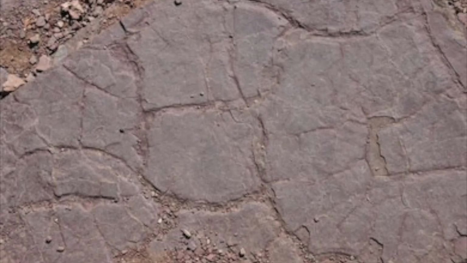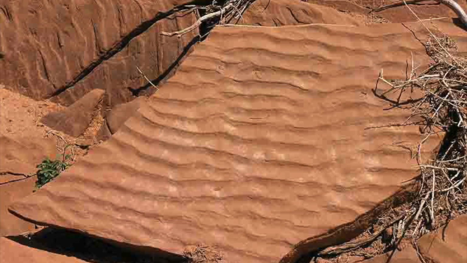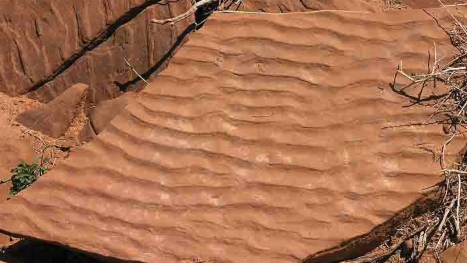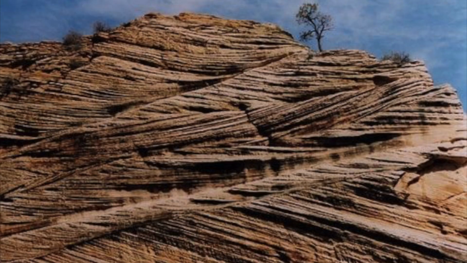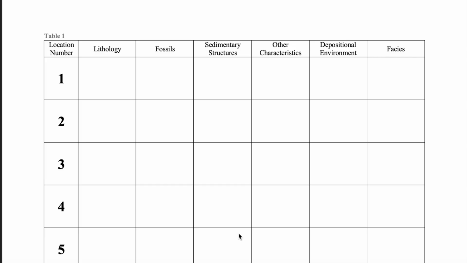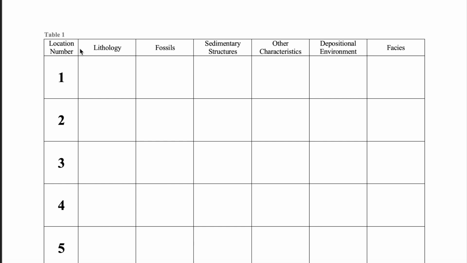So you have these things called mud cracks. They're cracks that formed in the mud. You could have ripple marks. Ripples form these, and these are crossbeds. More on that later. For other characteristics, you could comment on the color of the rock. For example, a black shale has more organic matter and a gray shale doesn't. Or something like oxidation, which is like a rusty nail. So if you see some red around a sandstone, that could be a good comment to make on other characteristics.